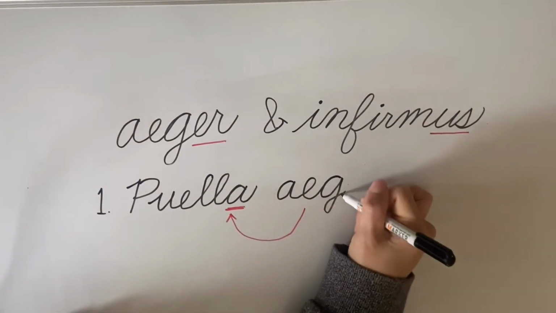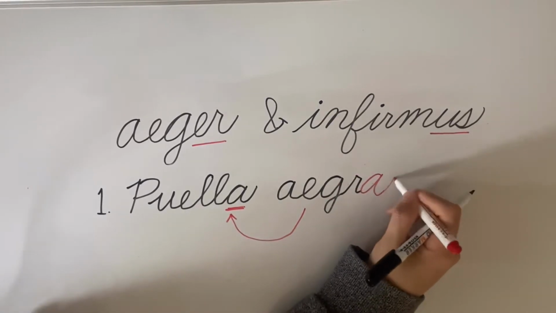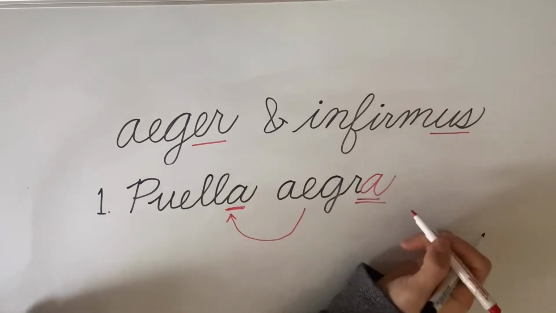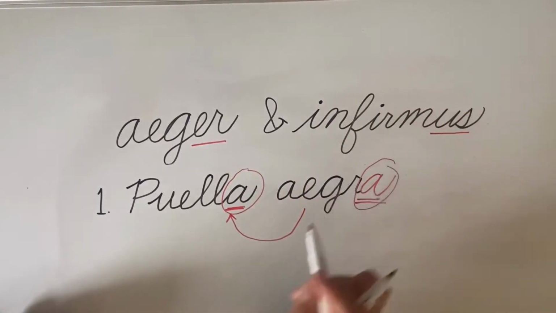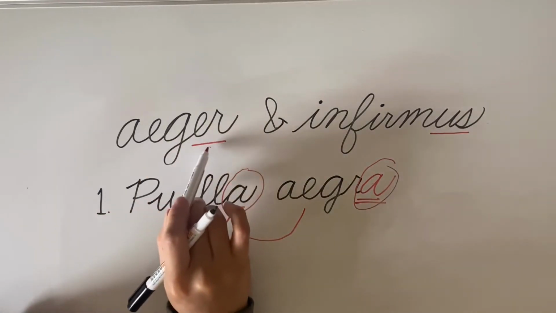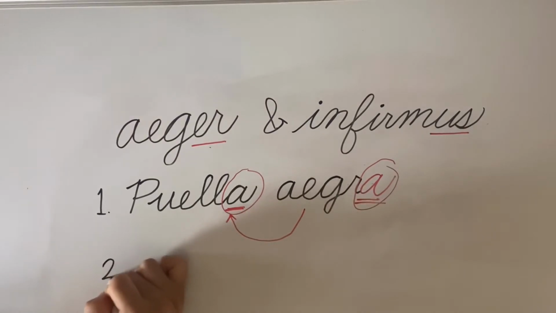So now this becomes ægra with the a ending because it needs to be the same for our noun and adjective. So æger changes to ægra. Okay? Take a look at this one then.